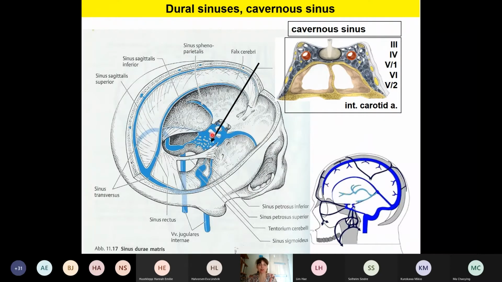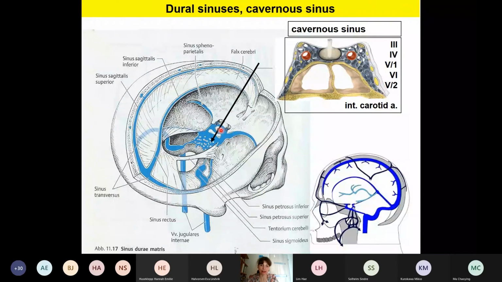And in this picture, you can also see the smaller sinuses. Here, for example, the sphenoparietal sinus, or we also have sinuses on the petrosal bone, the superior and inferior petrosal sinuses. And I want to emphasize here in the middle part of the base of the skull, the cavernous sinus.